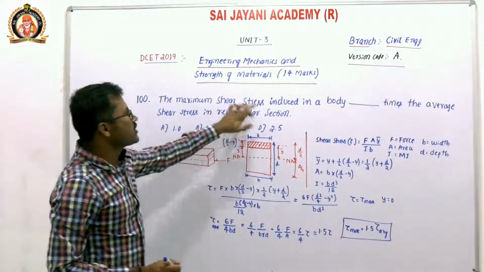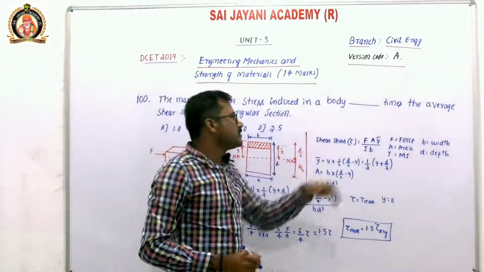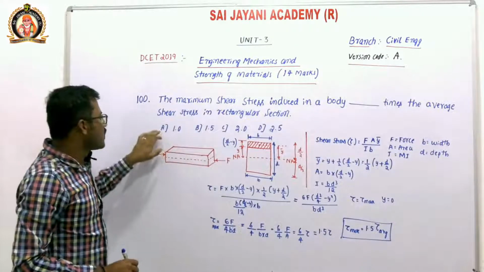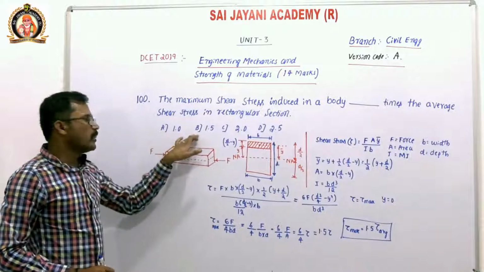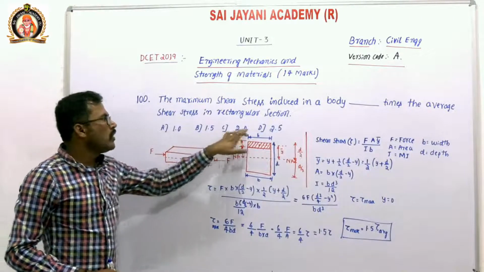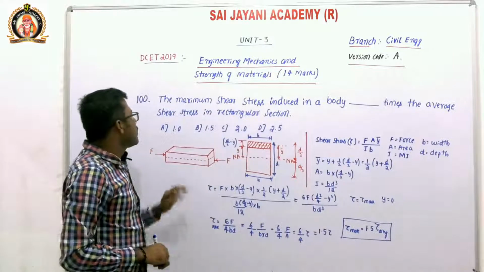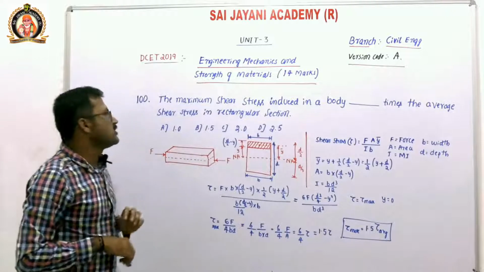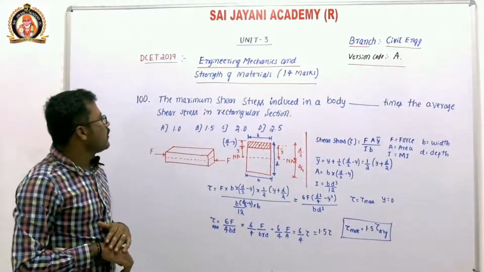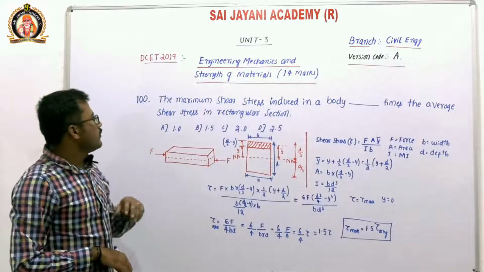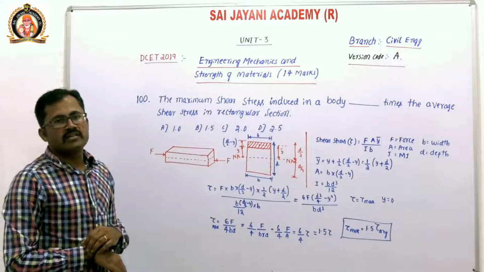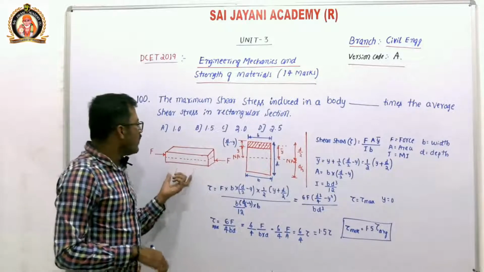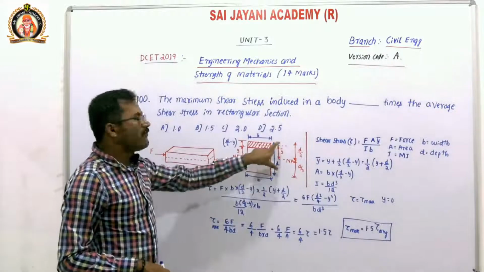The maximum shear stress induced in a body is dash times the average shear stress in a rectangular section. Options are option A 1, option B 1.5, option C 2, option D 1.5. So he is asking what is the value of the maximum shear stress relative to the average shear stress in case of a rectangular component. So I will consider a rectangular component of width B and depth D.